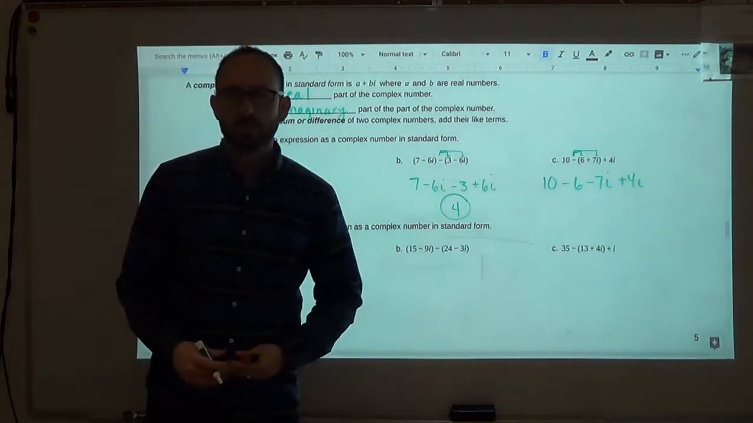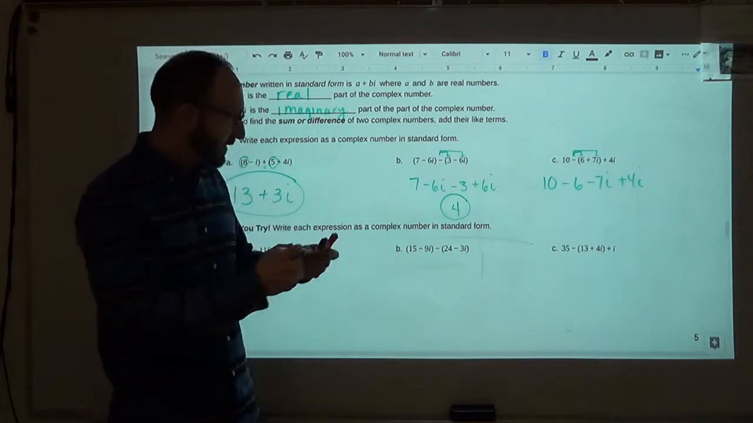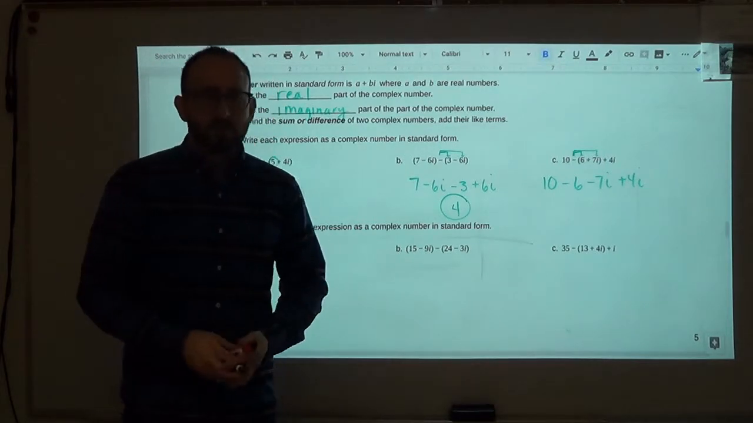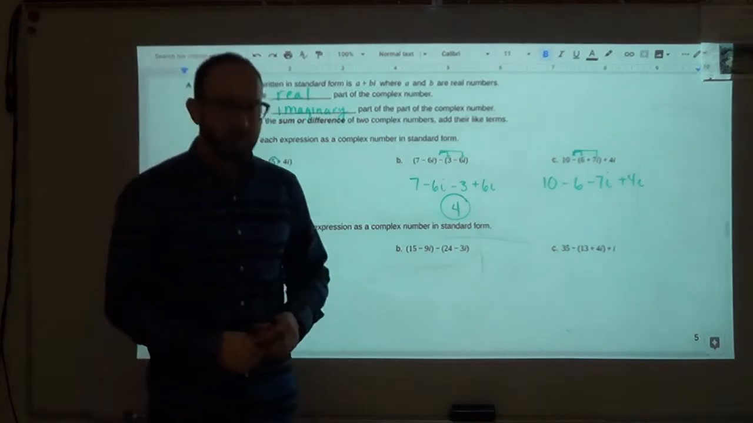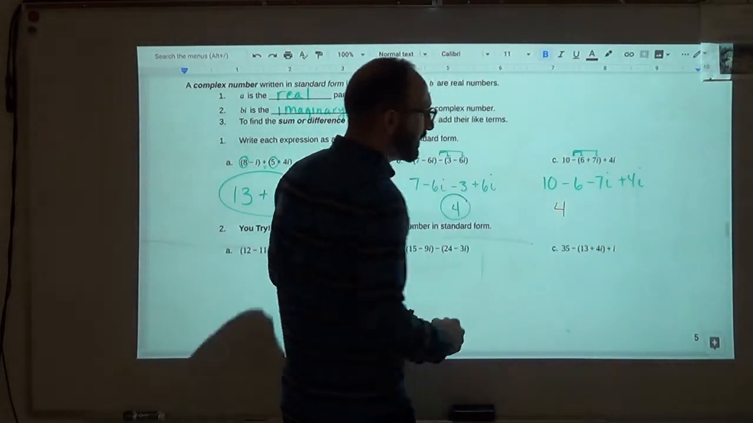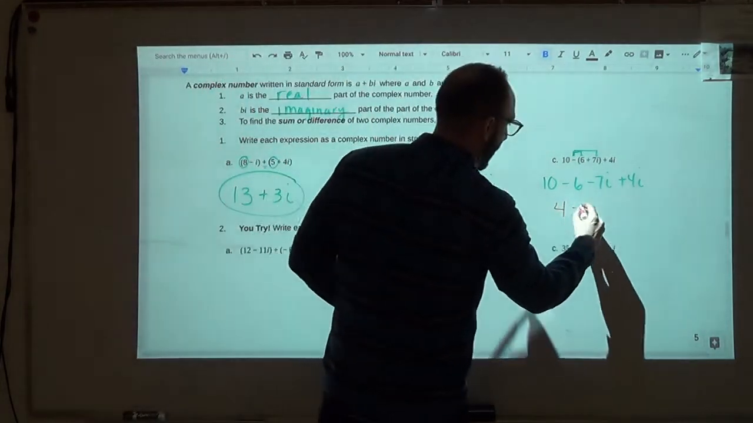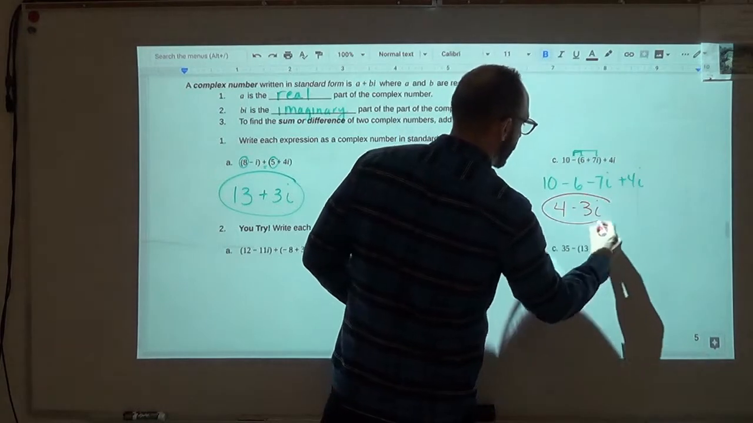Again, this problem looks very similar to the first two that we've done so far. We combine like terms. 10 minus 6 is? 4. And then negative 7i plus 4i. Negative 3i, very good. And don't forget the i.